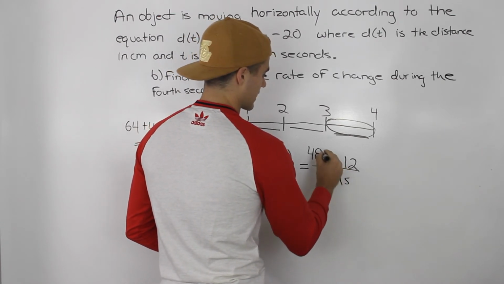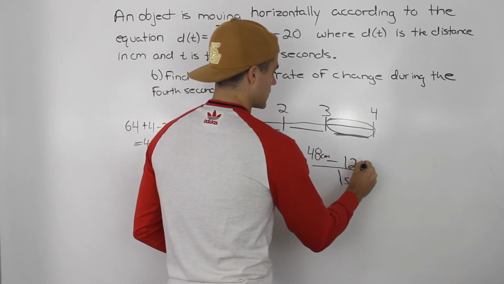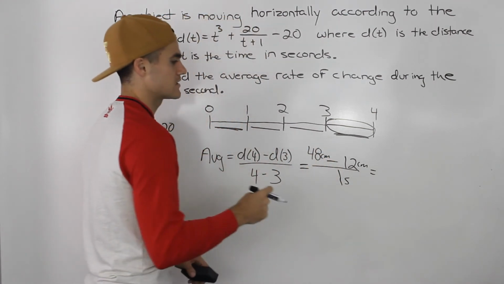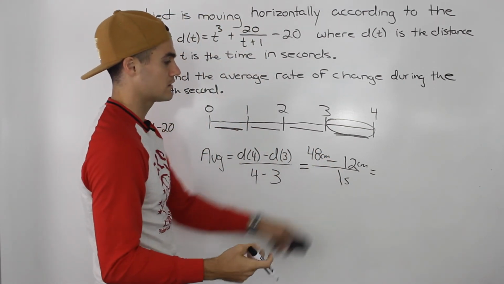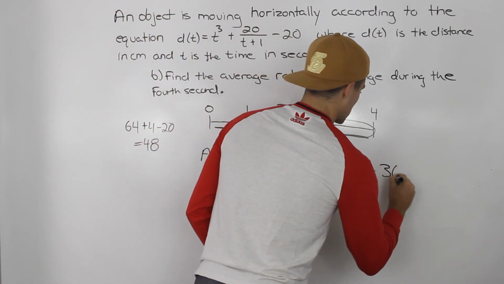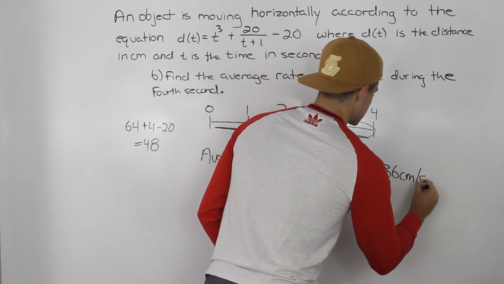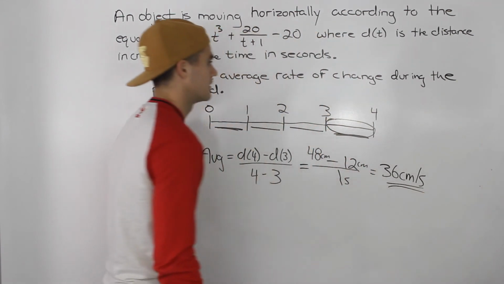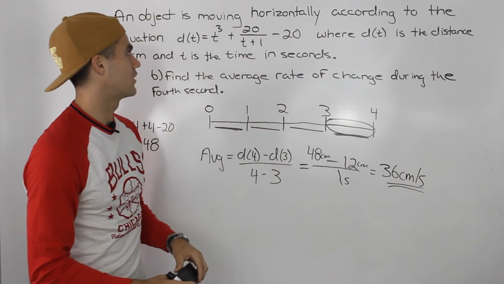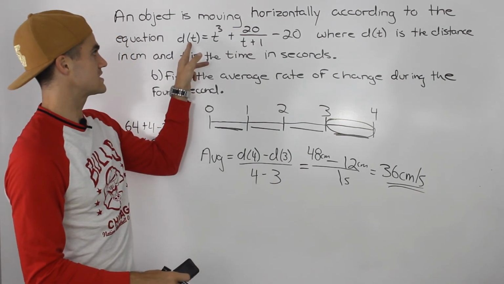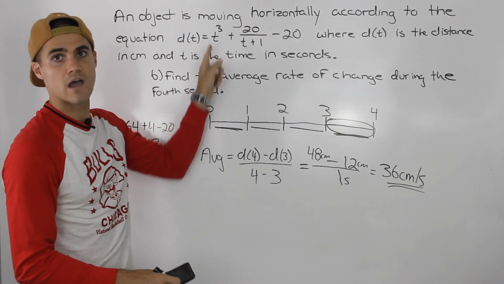So this is in seconds, and then the numerator is in centimeters. So we'll have 48 minus 12 centimeters, which is 36 centimeters over 1. So the average rate of change is going to be 36 centimeters per second. So that's the average rate of change during the 4th second for an object whose distance is modeled by that equation.